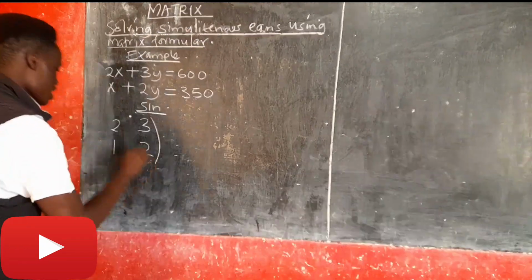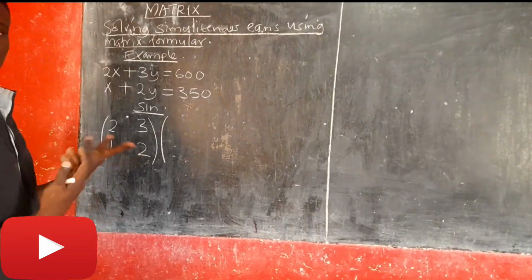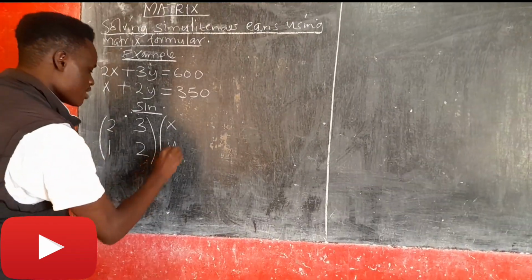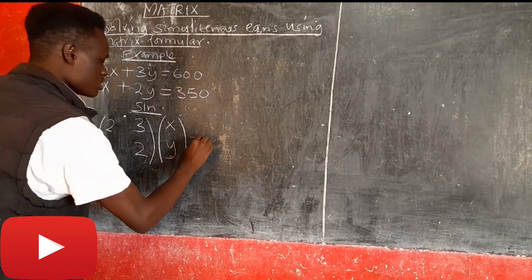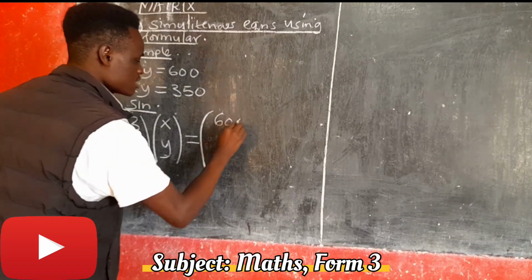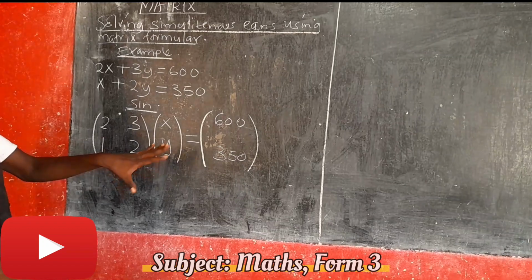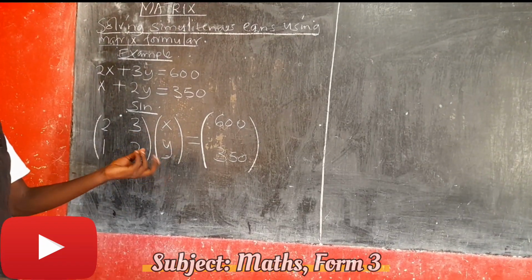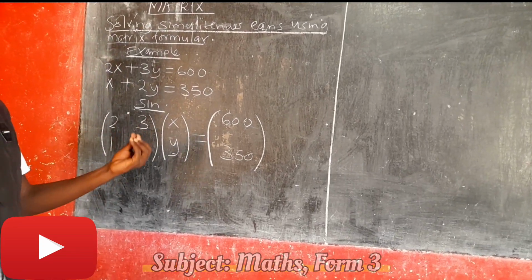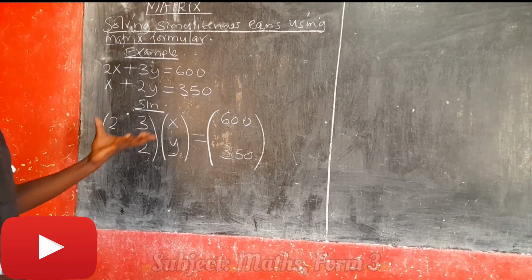And now you close the bracket. Then you open another bracket. x was leading, so you put it here. Then the other unknown, y, you put it here. Then you close, then you equate it and open another bracket. Then you put 600 this way, then 350 that way. Whatever we have done, we have represented our equations in matrix expression. Now from here, it will be easy for us to solve this simultaneous equation using the matrix formula.